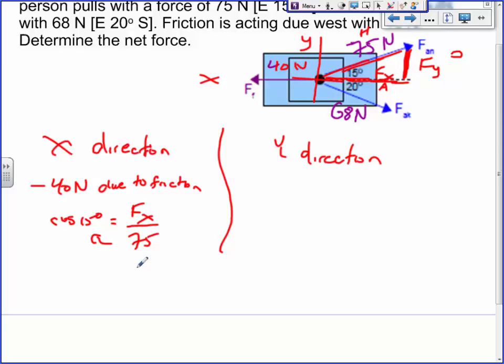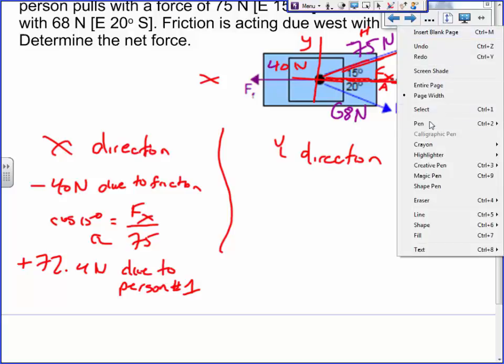What's 75 times cosine of 15? Okay, so I'm going to make that positive 72.4 newtons. And I'm going to say that's due to, let's say, person 1. So person number 1, of that 75 newtons, a large portion of it is actually in the x dimension. That's good. But he's not the only person pulling, right?